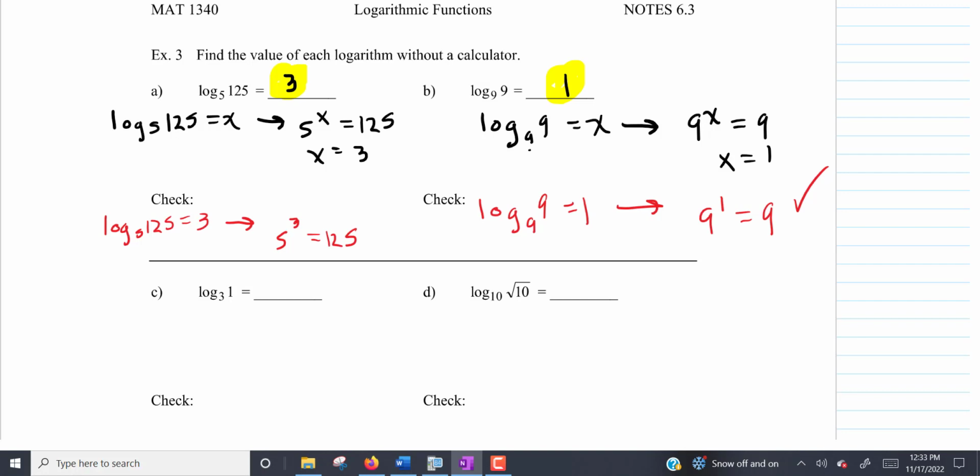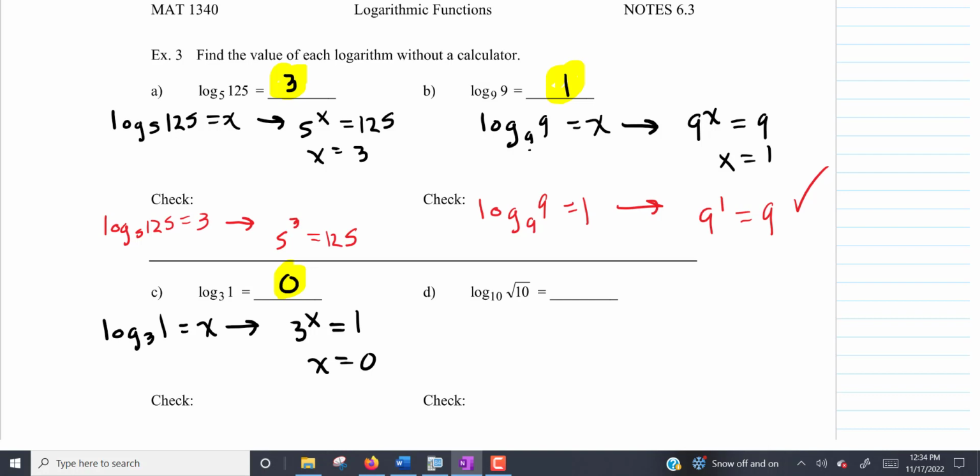Okay, next one. Start it off the same way. Write log base 3 of 1 equals x. Okay, how do you write that in exponential form? 3 to the x equals 1. Good. Okay, so what's x? Did you say 0? Good, exactly. We know that anything to the 0 power is 1. We've talked about that before. So yeah, that would be that, okay?